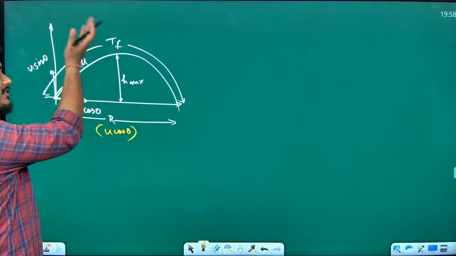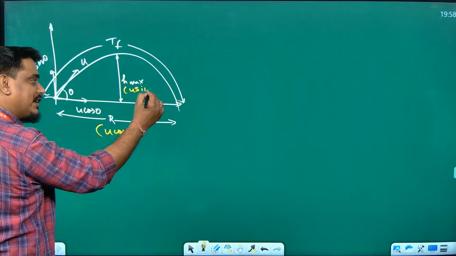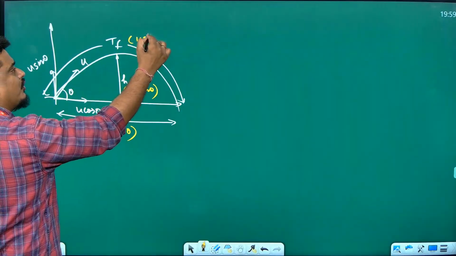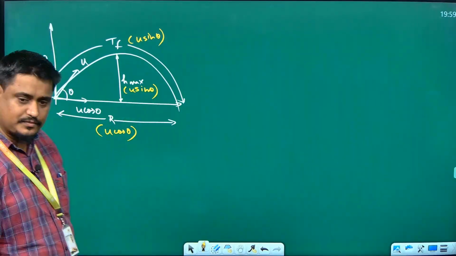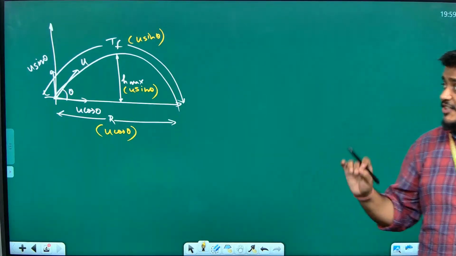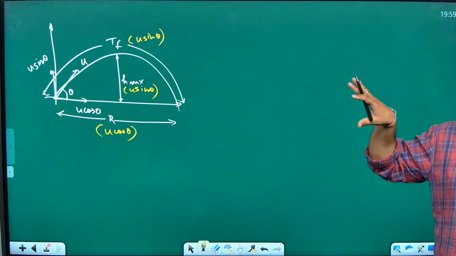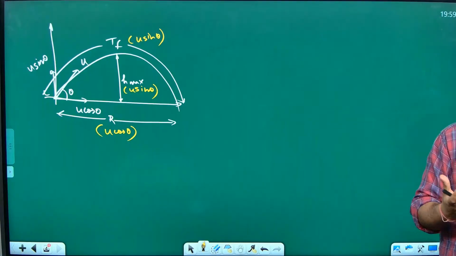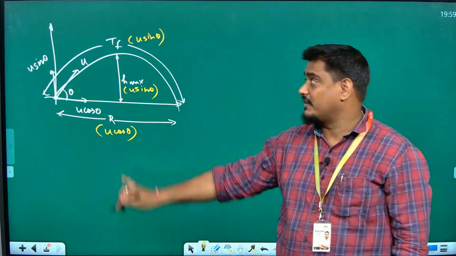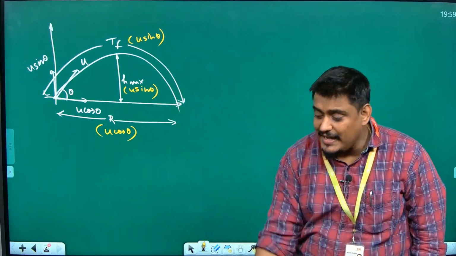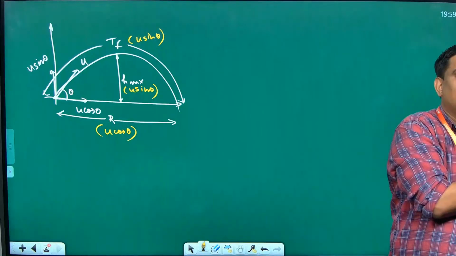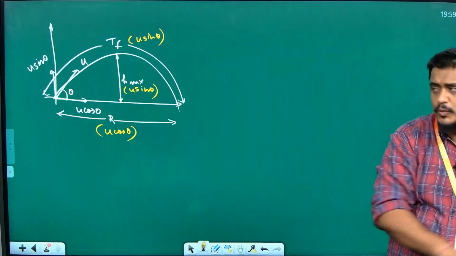H max is the consequence of the vertical component. Same way, time of flight is a consequence of u sin theta. Why is it important to remember? Because all the derivations are going to be solved by this assumption only. Something is going up and coming down. Who is responsible for that? U sin theta. How much horizontal is it going? U cos theta.